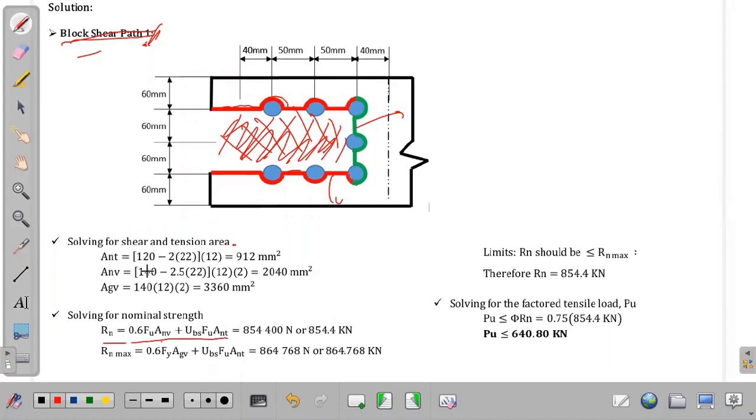And then, yung sa gross area subjected to shear, yung AGV, that is the gross area subjected to shear. Shear, hindi tension. ANV, that is the net area subjected to shear, and ANT, that is the net area subjected to tension. Okay? So, solving for the ANT, net area subjected to tension.